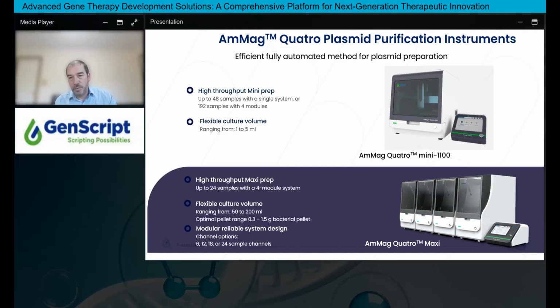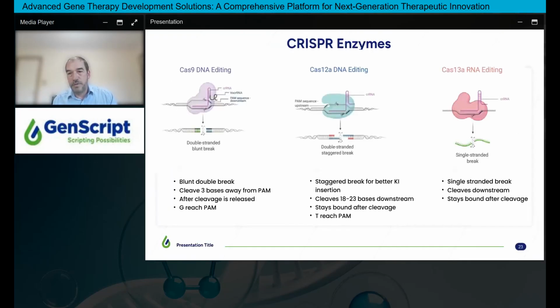Both systems provide a good way for you to start with an automated system and slowly scale it up as your demand increases. You can keep adding more modules, up to 4 modules for each system, to increase the capacity of your system. And they both offer transfection-grade plasmid.